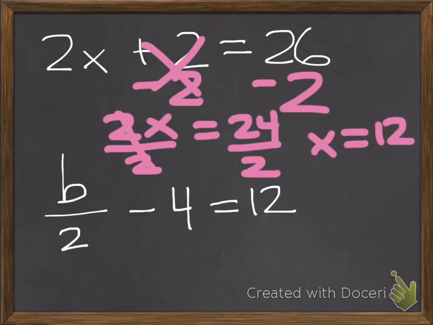This one we have b divided by 2, or b over 2, minus 4 equals 12. In this case, again, we're going to cancel out the 4 first. That's a minus 4, so we're going to add it to both sides.